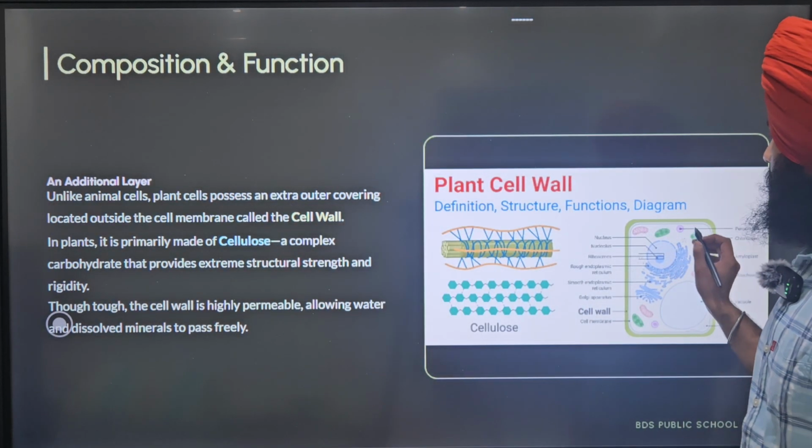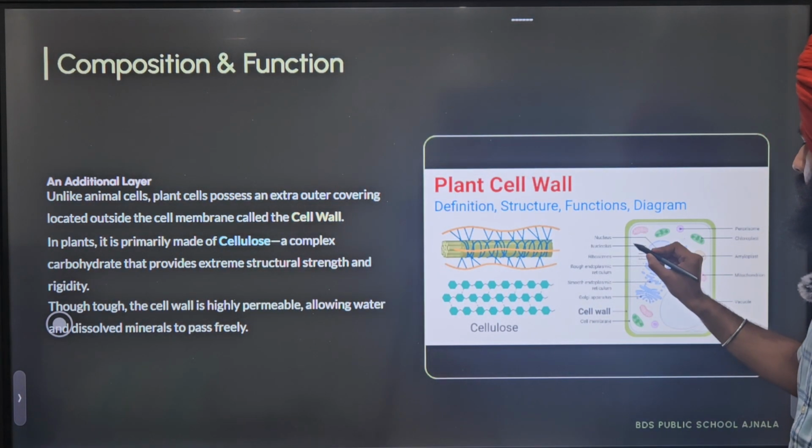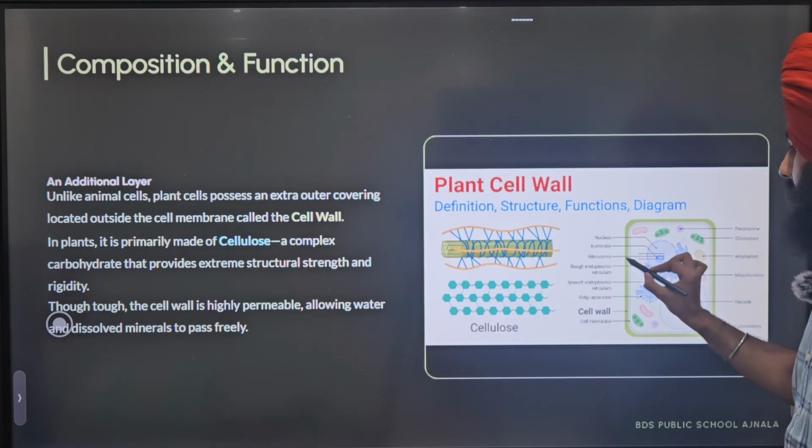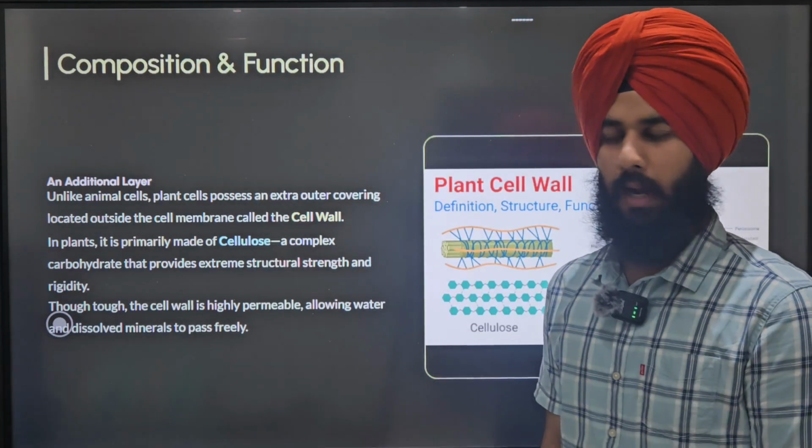So it is a layer outside the plasma membrane. This is the plasma membrane, this thin line over here, and right outside it, this thick outer green line, is the cell wall of a plant cell.